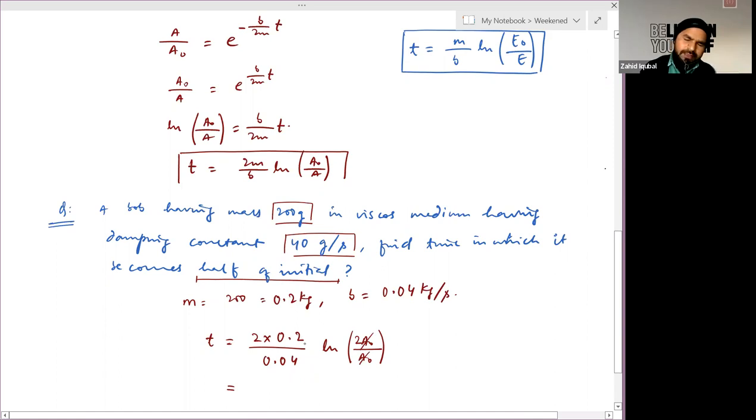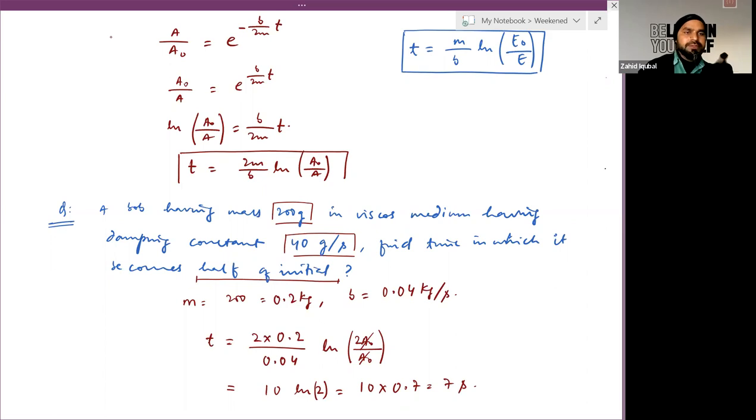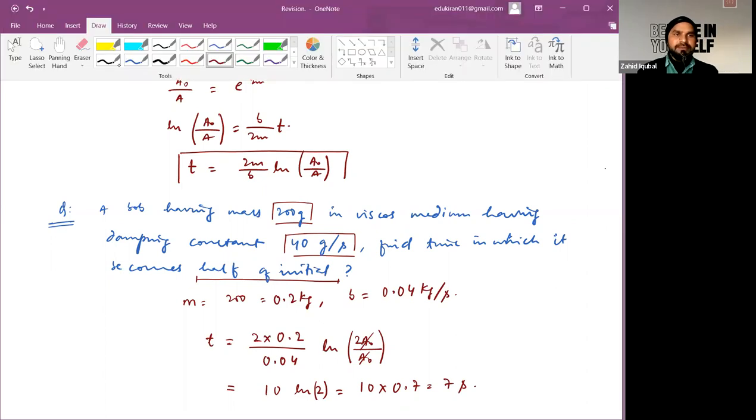2 into 2, it will become 0.4 divided by 0.04. So it will be 10 ln 2, and ln 2 is 0.7. So it will be 10 into 0.7, that is 7 seconds. So just remember these two different formulas on the basis of which you will calculate these two different terms.